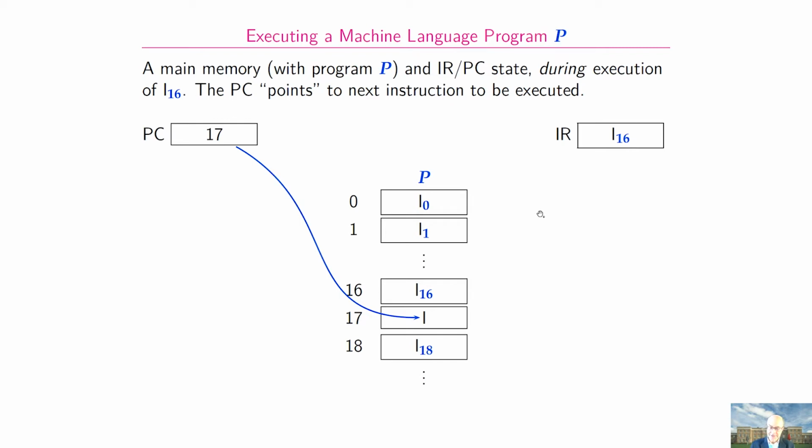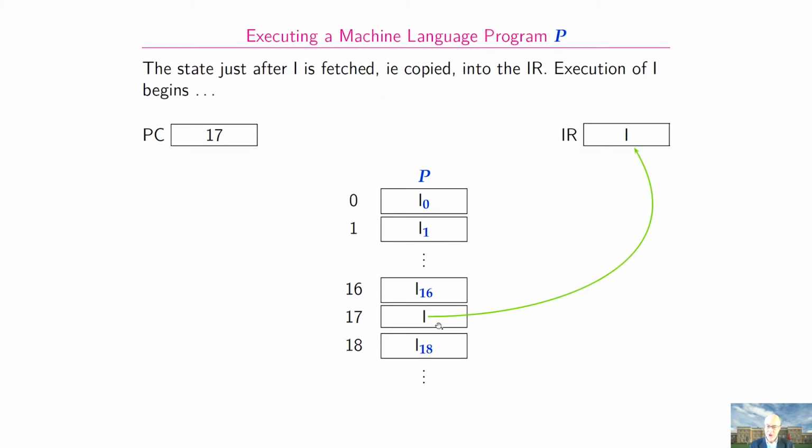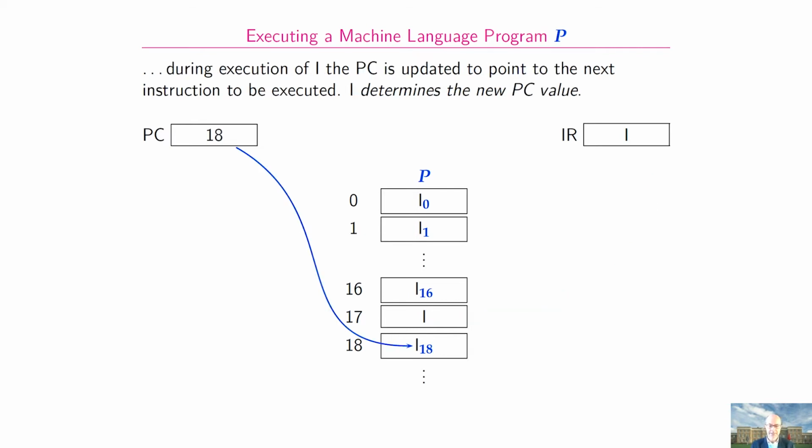Once I16 has finished executing, what happens is that the instruction that we currently point to, I, gets copied into the instruction register. In fact, we say it's fetched, and then I will execute. And as I executes, the program counter is then updated to point to the next instruction to be executed. In this example, it happens to be the instruction at address 18.